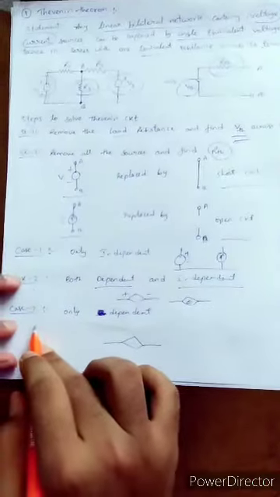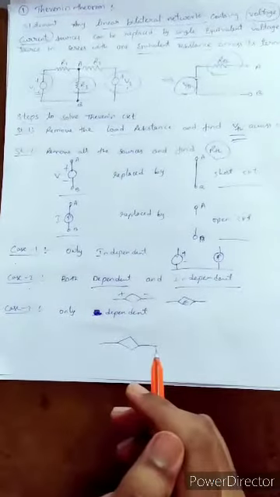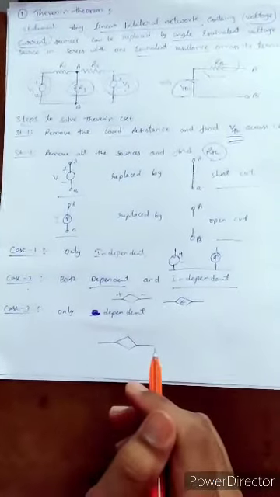These are the three cases, with only independent sources, only dependent sources, and both independent and dependent sources, in which we can use the Thevenin theorem to solve the circuits. And here are some examples for solving the cases.